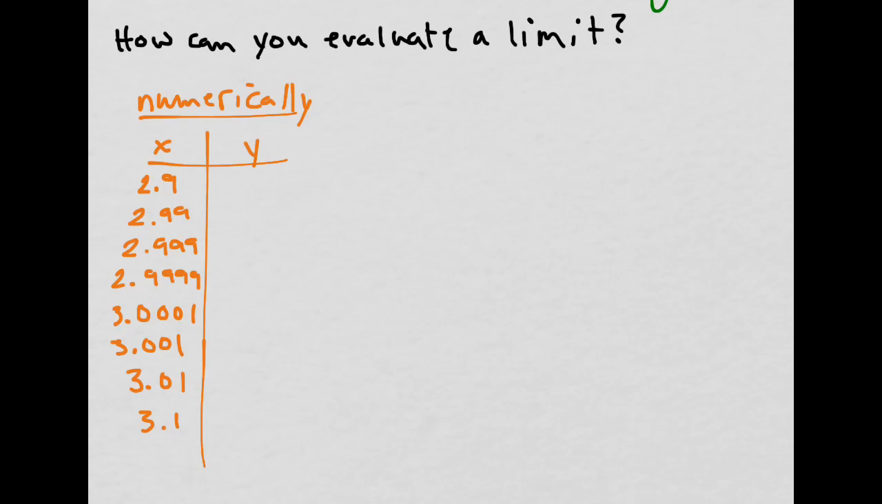In this case, it looks like we're approaching 3. Yeah, look, this is approaching 3 from both sides. This is from the underside, and this is from the overside. So you can plug in things that get closer and closer to whatever you want the x to get closer to, and then see what comes out for the y values. Okay, that's numerically. You could also do it graphically.